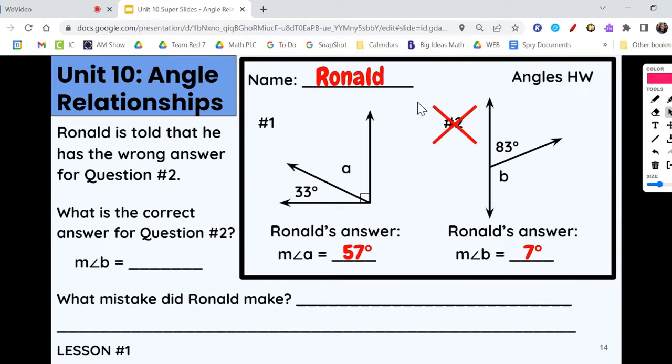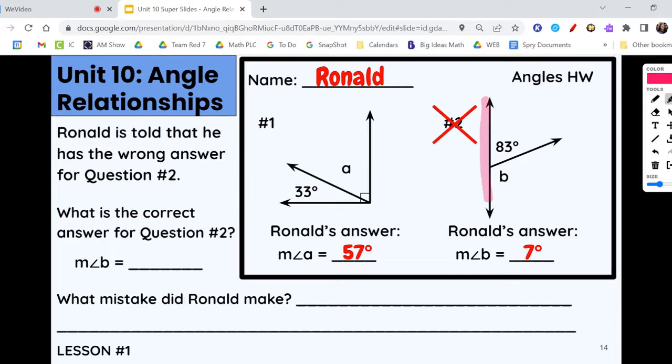Okay, so here's Ronald. Here's his homework. He got this first one correct, but he got number 2 wrong. So let's talk about it. Ronald is told that he has the wrong answer for question number 2. What is the correct answer for question number 2? What mistake did Ronald make? So Ronald's answer for the measurement of angle B was 7 degrees.